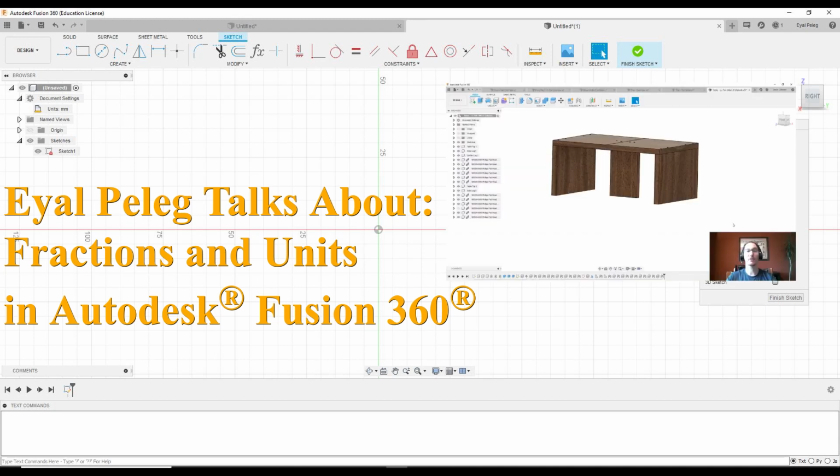And let's talk about fractions. So you'll probably notice that when you're putting in dimensions into Fusion, we use the decimal system. So it's like 4.0 inches or 4.0 millimeters, 4.125 inches or 4.125 millimeters. We're not really doing 4 and an eighth.